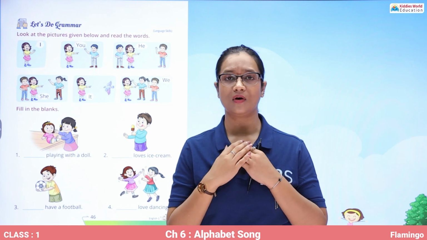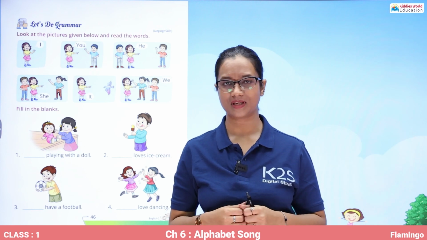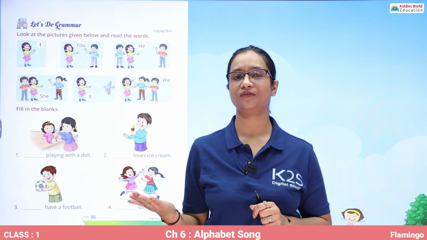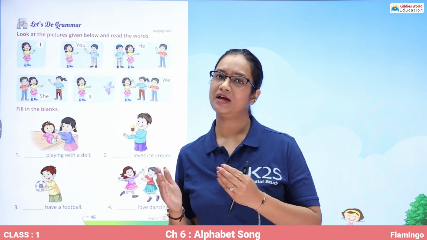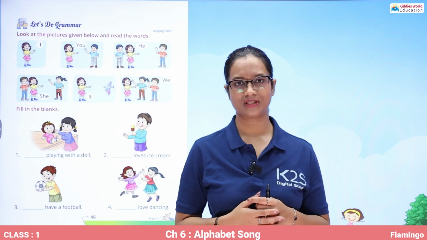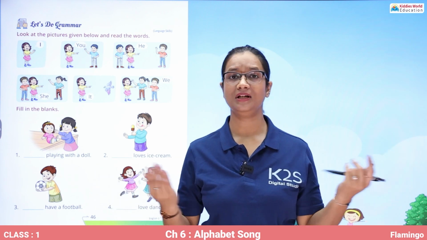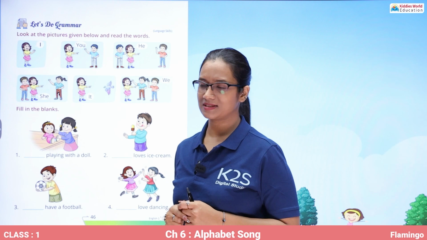When I talk, I refers to the person who is talking for himself. You is for you, and he is for a boy, she is for a girl. It is used for animals or birds. And then we use we when there are so many people with me, right? And then we are going to fill in the blanks now.